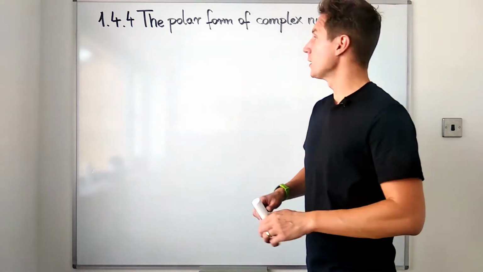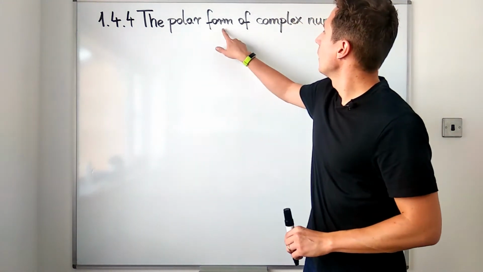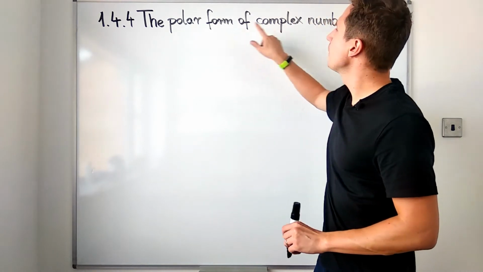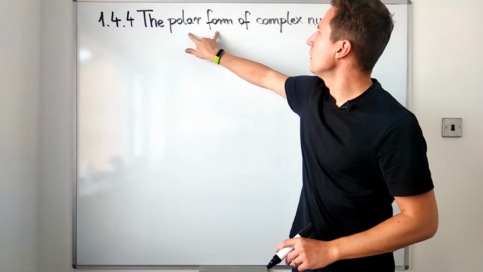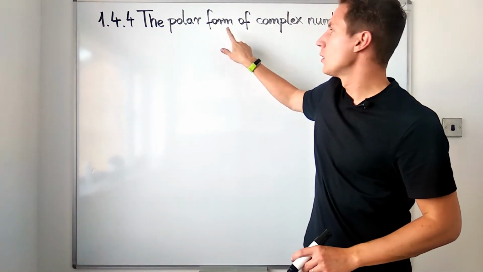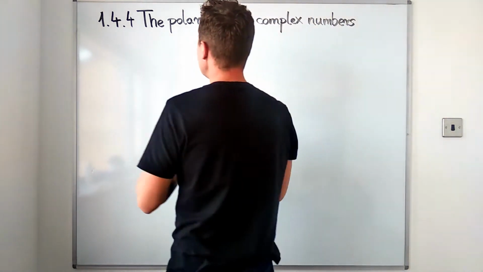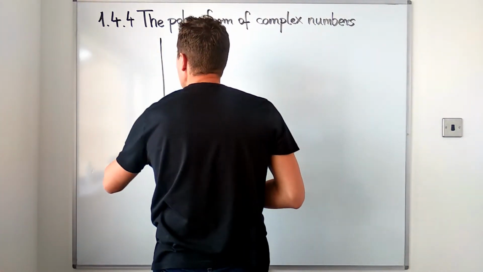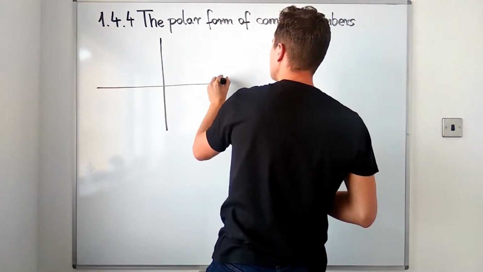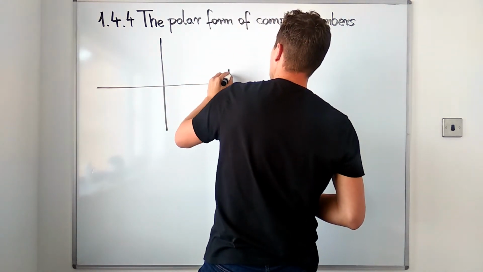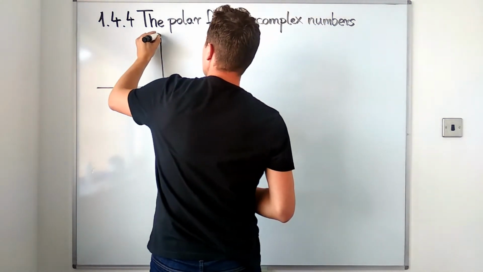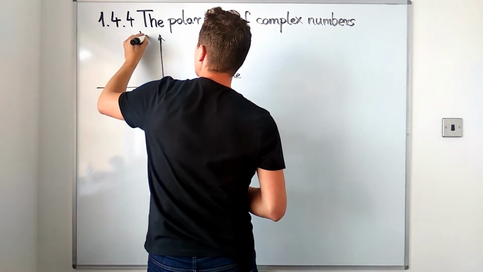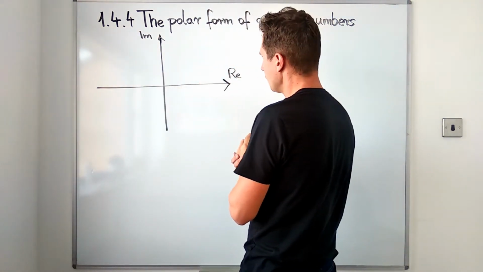In this video, we are going to learn a new way to represent complex numbers, a new form to write them in. This is called the polar form of a complex number. And for this, we need to remember what we learned last time about the complex plane. So this is a two-dimensional plane in which every complex number is represented by some point on the plane.